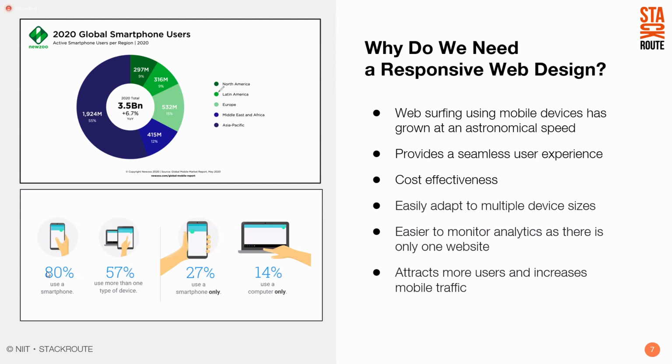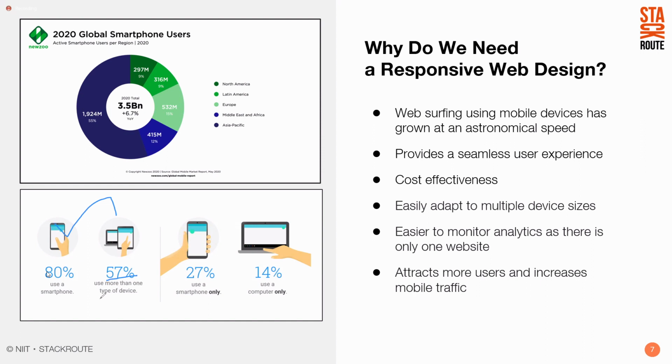If you look into the statistics, Northern America is 1,924 million users of smartphones. Latin America, 297. Europe, Middle East, Africa, it is 415. And in Asia Pacific, sorry, it is 1924 million. According to 2020, 3.5 billion users. As of now, it may reach 4 or 4.5. So 80% of people are using only smartphones.